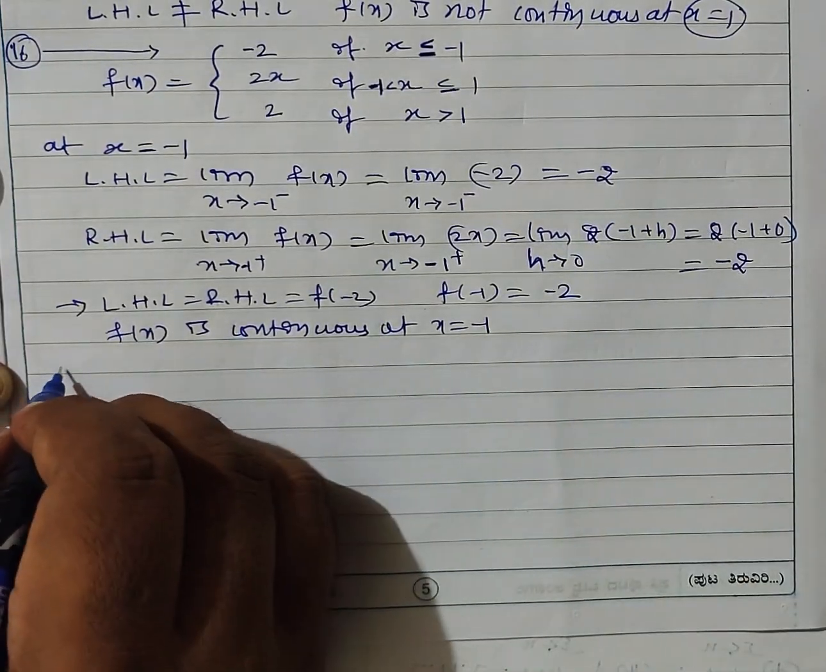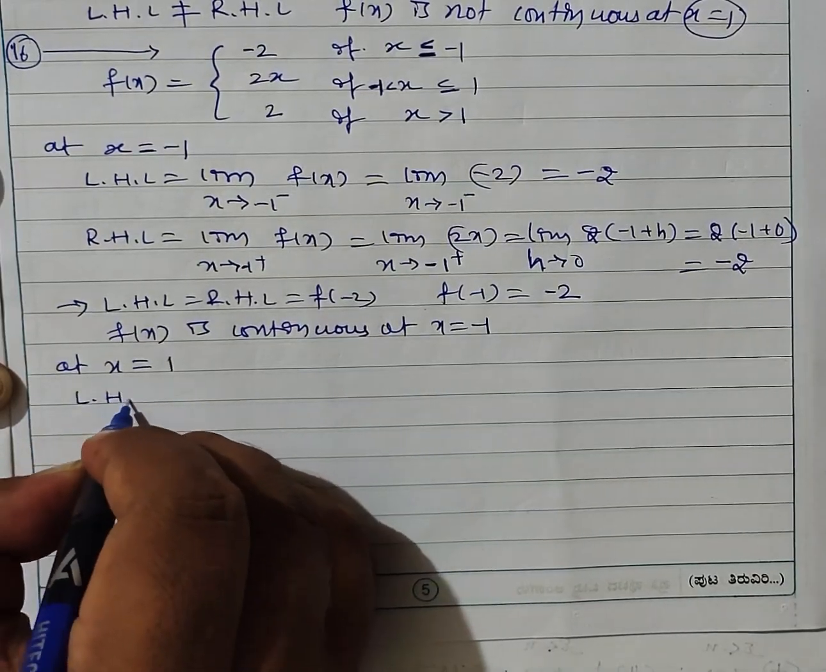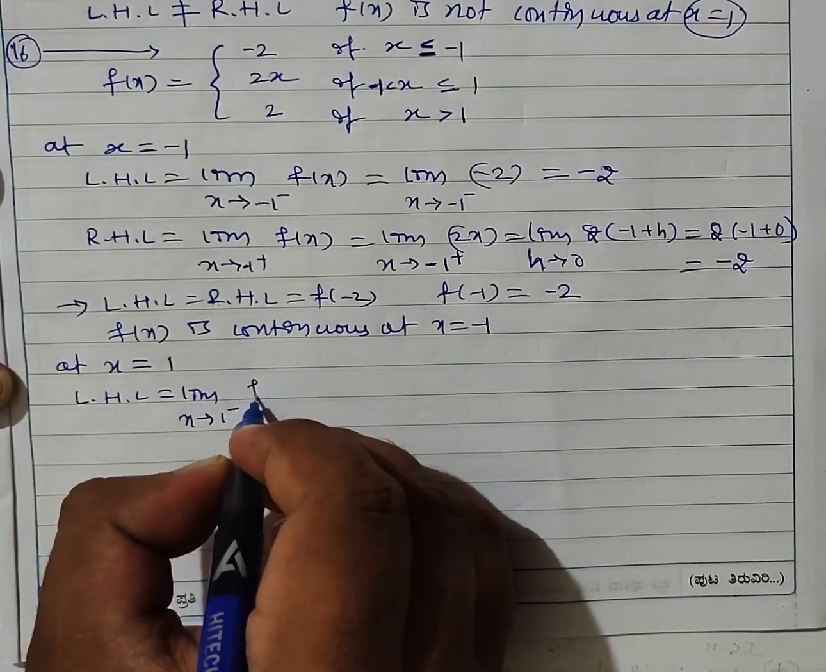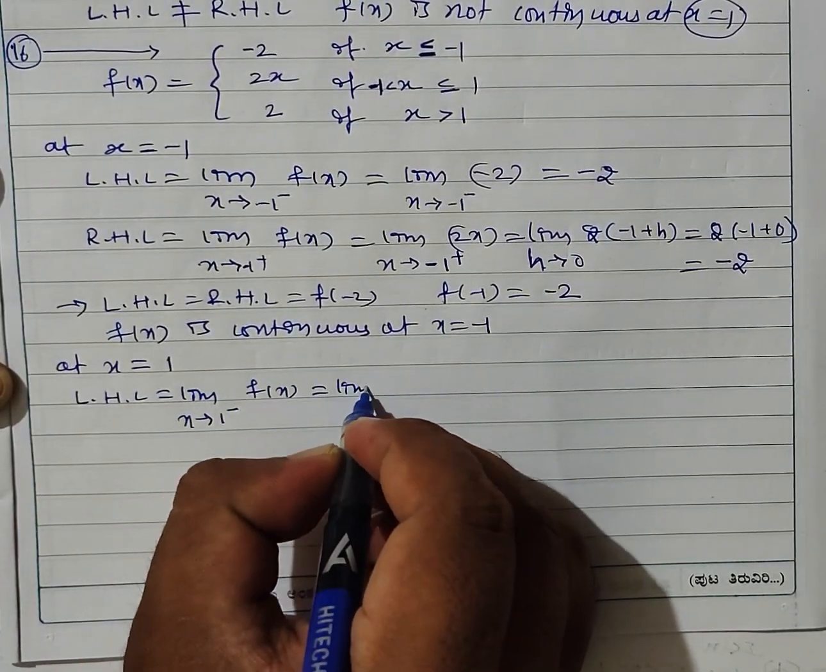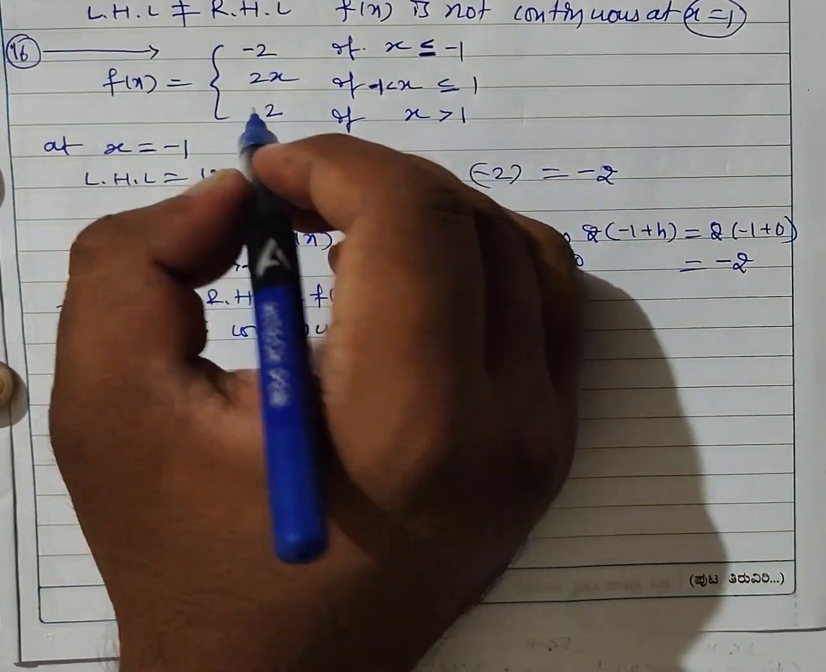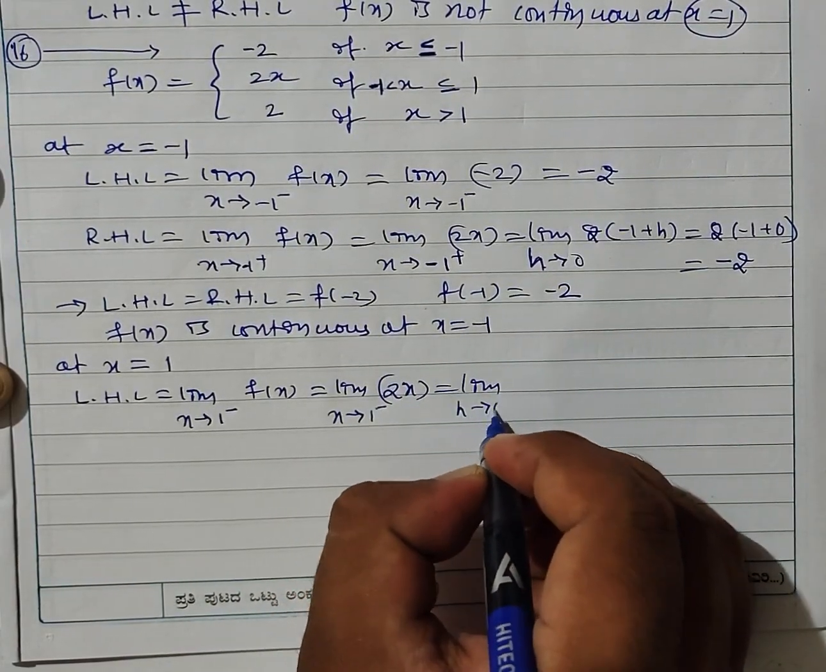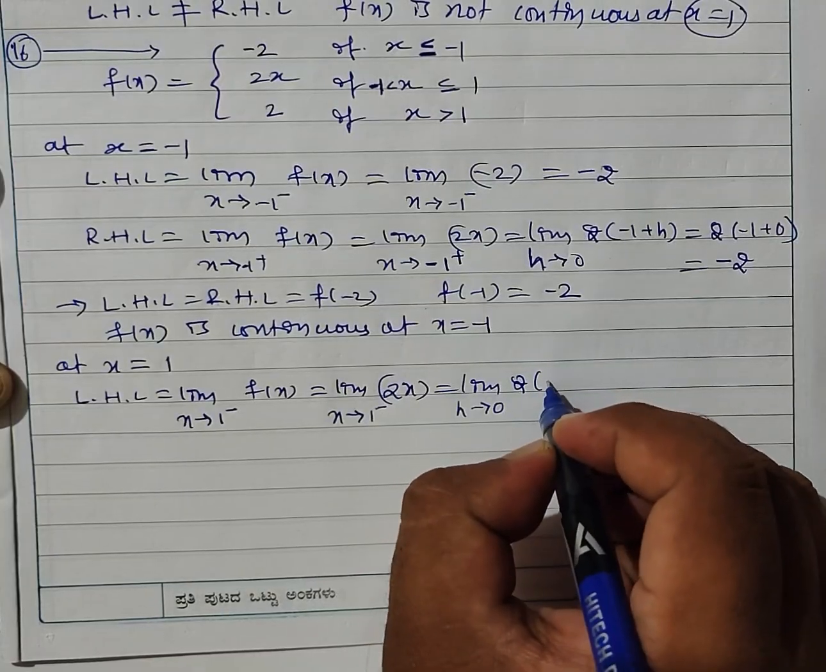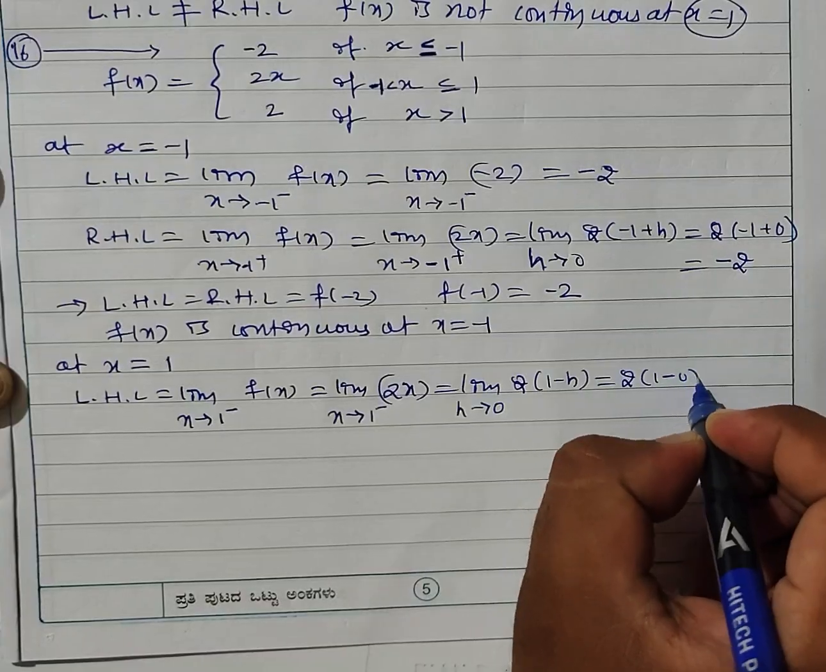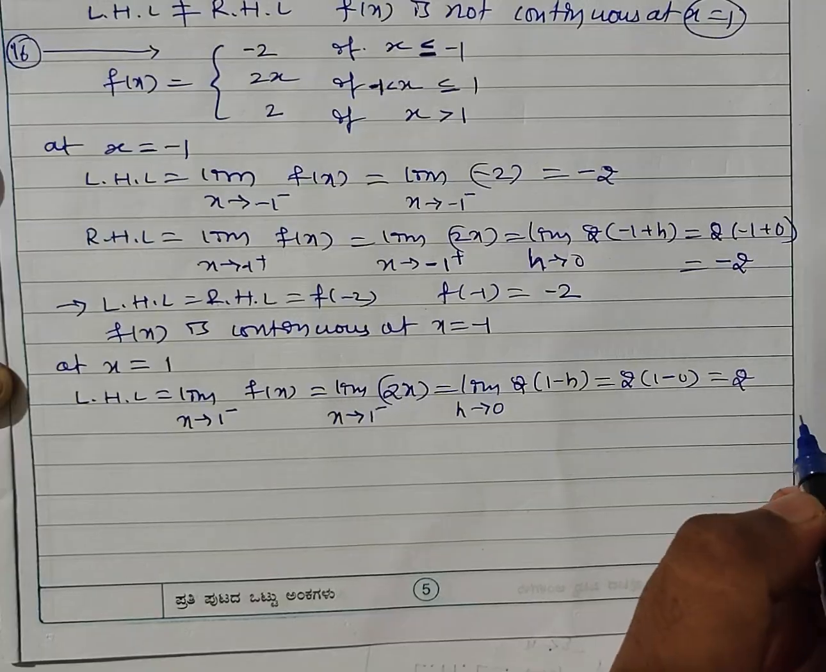Okay. So next, at x is equal to 1. Find the left hand limit. Left hand limit is equal to limit x tends to 1 minus f of x. 1 minus means what? Less than 1. Less than 1 is the function 2x. Now limit h tends to 0, replace x with 1 minus h. Substitute the limit value: 2 into 1 minus 0. 1 minus 0 means 1. 2 into 1 is 2. So this is the left hand limit.